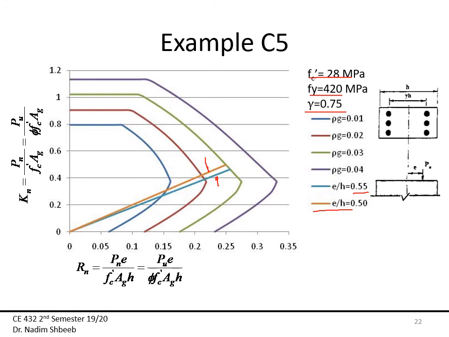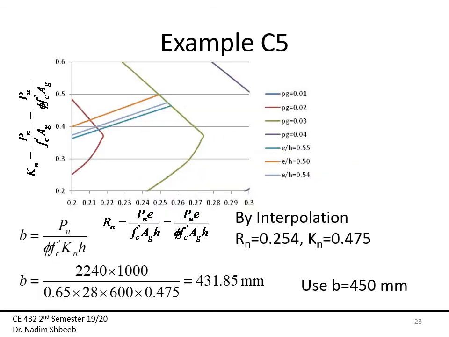And you know that the E over H value that I want, which is 0.54, is going to be somewhere here. Okay? And since I want my reinforcement ratio to be around 3%, I'm going to be mainly interested in this part right here. Which I will actually do for you. So here I just exploded this area. So this is my reinforcement ratio of 3%.